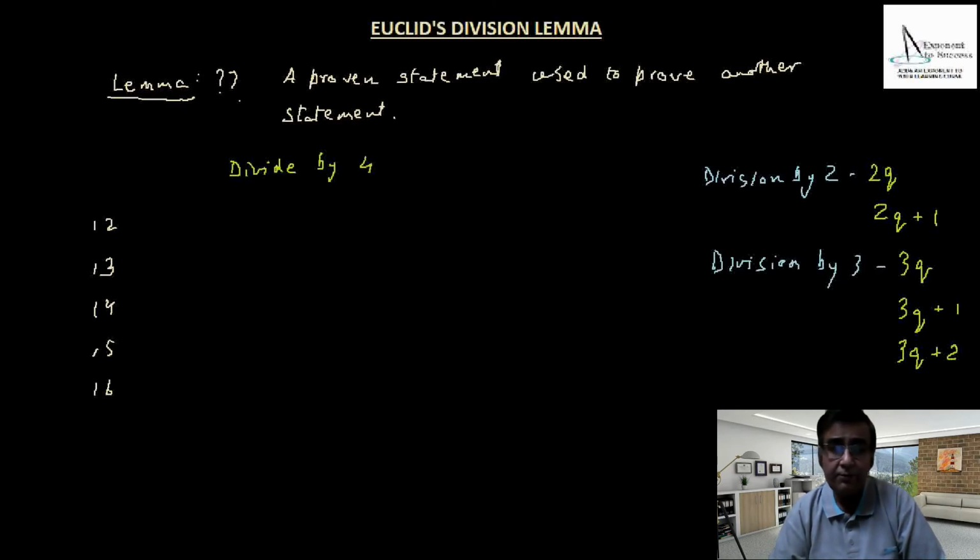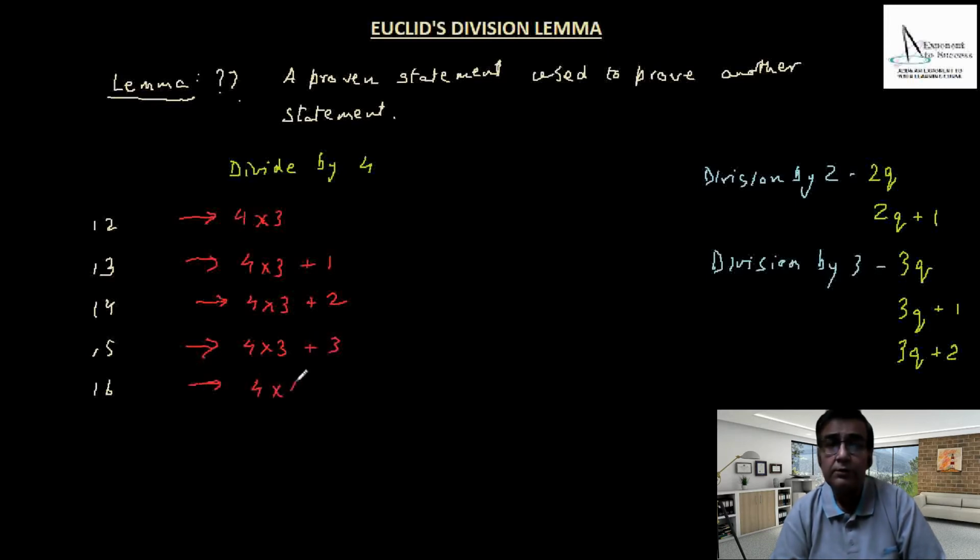Again, let me get rid of all this and look at what happens when we divide by 4. So on division by 4, 12 can be written as 4 times 3, which is 12. 13 can be written as 4 times 3, which is 12, and it leaves a remainder of 1. 14 is 4 times 3, 12, plus a remainder of 2. 15 is 4 times 3, which is 12, and it leaves a remainder of 3. And 16 is just 4 times 4. So we are coming back to the same thing as in the case of 12, where it leaves no remainder.